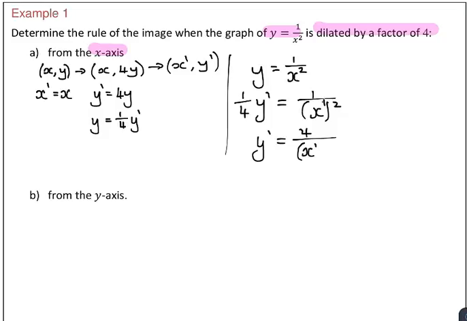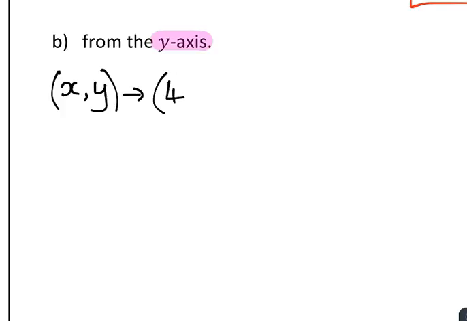Rearranging this, because again, we never put y with something else, we're going to multiply both sides by that 4, which puts it onto the top. So our actual equation is now 4 divided by x new squared. Alright, so this is from the x-axis, which multiplies the y value. The next part of the question goes from the y-axis. Now if it's stretching from the y-axis, it's a horizontal stretch, which means the x values are affected. So our coordinate point goes to (4x, y), so the x value gets multiplied by the dilation factor.